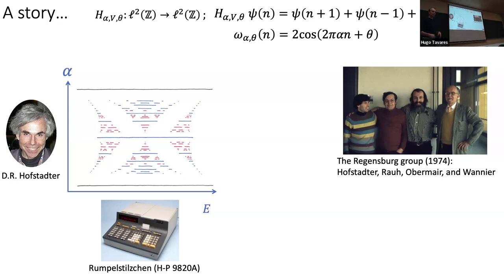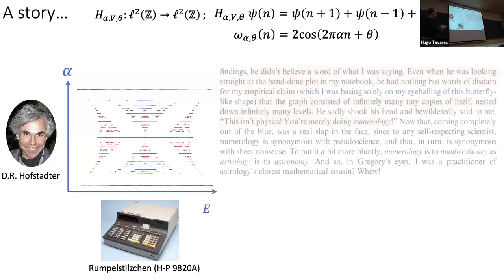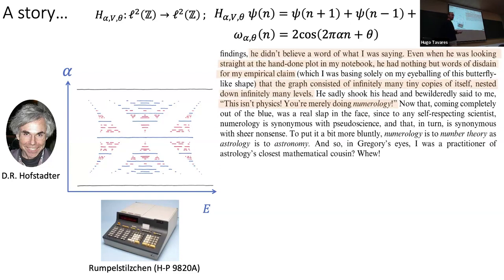And he got this picture, he stared at the picture, and he got excited. He said, well, there is some very nice internal structure within the picture. So he ran back to the room to his supervisor, telling him, look what I have here. But the supervisor didn't believe a word of what I was saying. Even when he was looking straight at the hand-done plot in my notebook, he had nothing but words of disdain for my empirical claim. I told him that this graph consists of infinitely many tiny copies of itself, fractal-like.